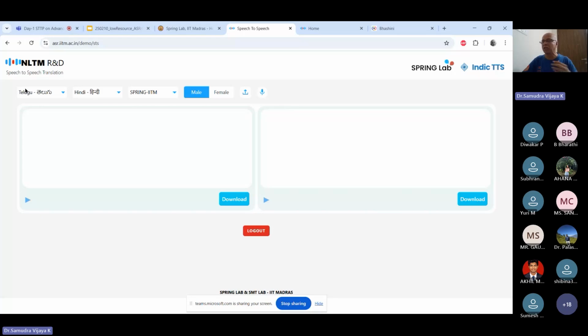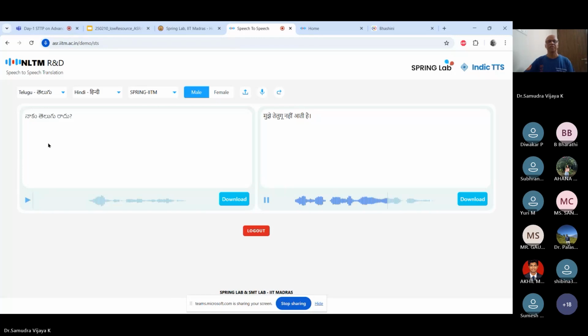So I'm going to speak Telugu. I'm not a Telugu native speaker, and I want it to be translated into Hindi, and I should be able to play it. Okay. So let me click on the mic button. Naku Telugu Radu. Stopped. So Naku Telugu Radu is what I spoke. The waveform is here. I can play it.